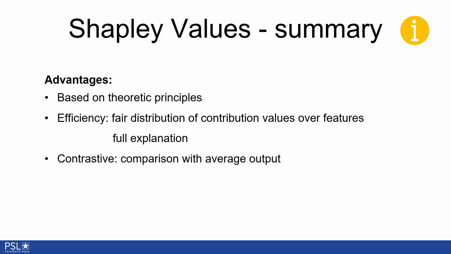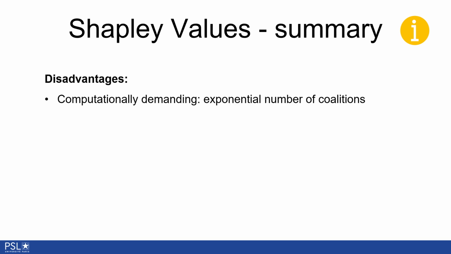Shapley values are contrastive in the sense that they directly provide an explanation in terms of a comparison with the average output. The main disadvantage of Shapley values is that computing them is very computationally demanding if the model uses many features, since the number of coalitions to consider increases exponentially. A second disadvantage is that Shapley values do not provide a sparse, selective explanation unless the black-box model is itself sparse. Finally, computing Shapley values actually requires access to training data.